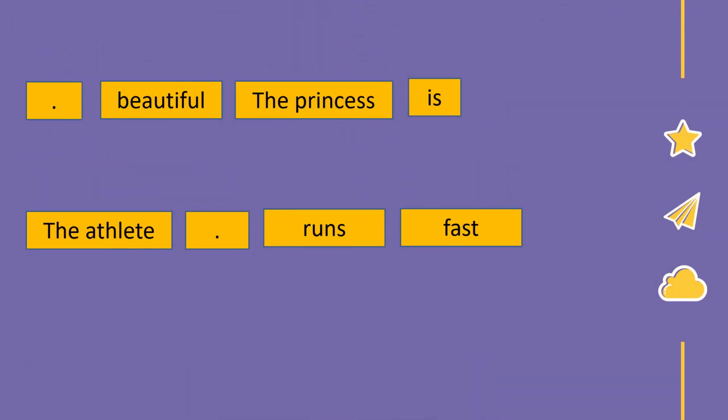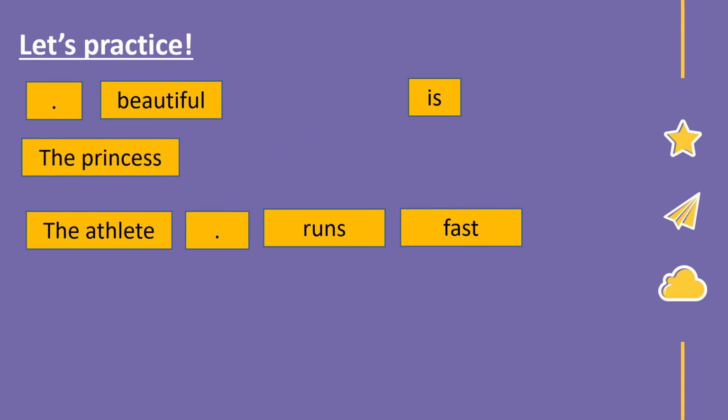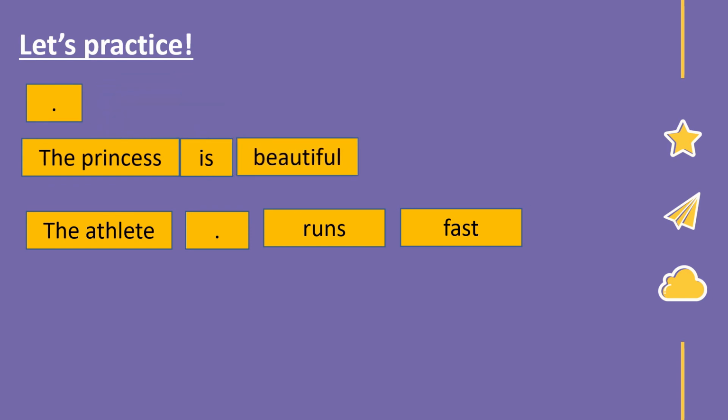So we have a full stop, and then the word beautiful, and then the phrase the princess and then the word is. How should we rearrange them? Okay, the first one will be the princess, followed by is, and then beautiful, and then at the end a full stop. The princess is beautiful. So the princess is the subject, is is the verb to be, and then the adjective, beautiful.